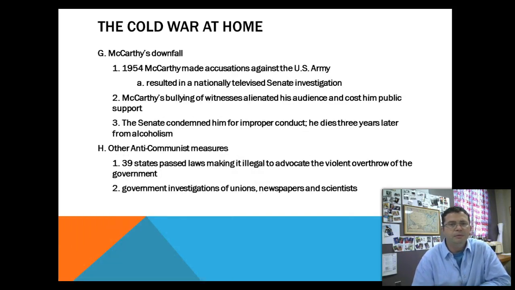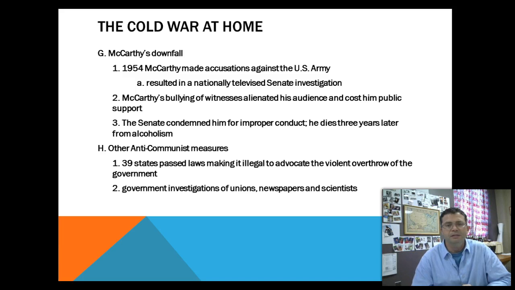His downfall came in 1954 when he starts to accuse the U.S. Army of being infiltrated by communist sympathizers. Finally, the government has enough of it, and I believe it's Truman who basically says enough is enough. There's some really good primary source documents online of a letter sent by Truman to McCarthy, basically just blasting McCarthy for what he's doing to the United States Army.